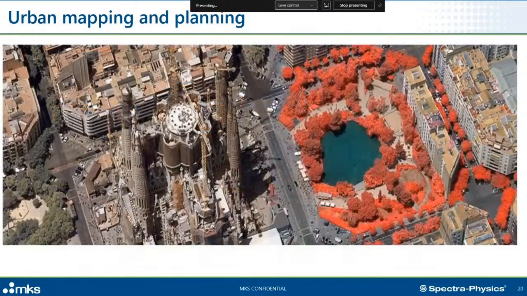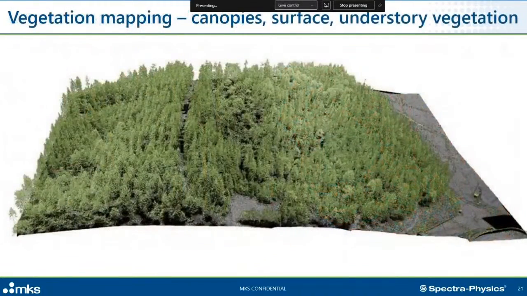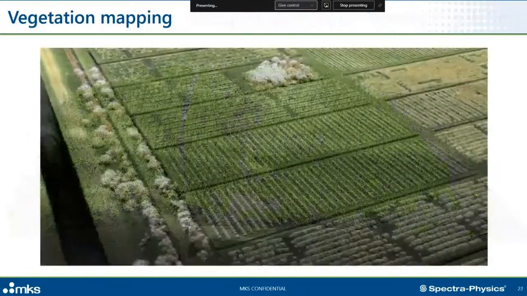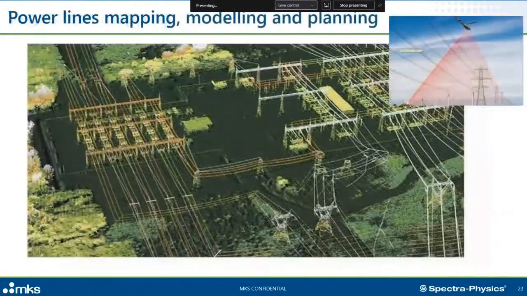This is Barcelona. Again, it's the same kind of imagery where the 2 maps of the LiDAR, the 3D mapping and the camera, are layered one on top of the other. This is a very standard sort of imagery for vegetation areas. Power lines mapping, and mapping or modeling or planning of cities, of railroad areas.